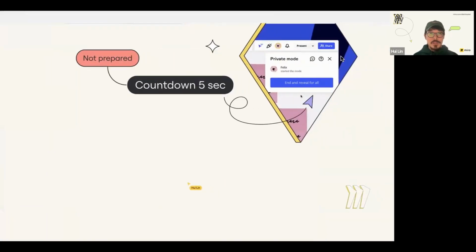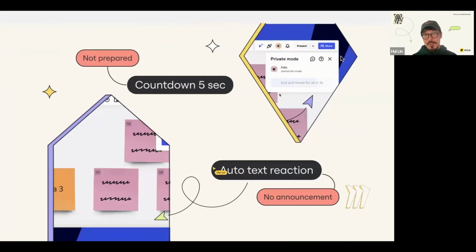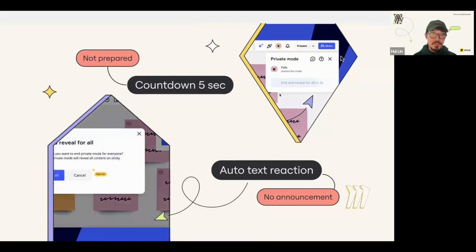So before the real release into production, we added two little features to private mode. The first one is a small countdown. As you see in the GIF, when the facilitator clicks on end and review for all, there will be 5 seconds remaining before the private mode ends, to make sure everybody in the session is fully prepared and ready. Another little feature that we added is an auto text reaction for the facilitator to announce that the private mode is ending.